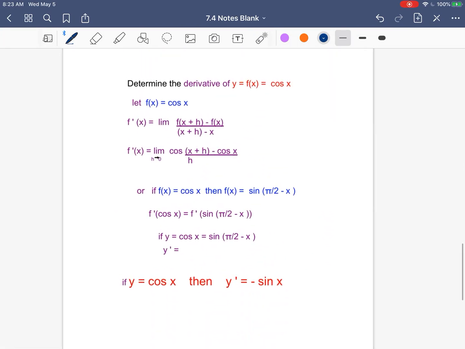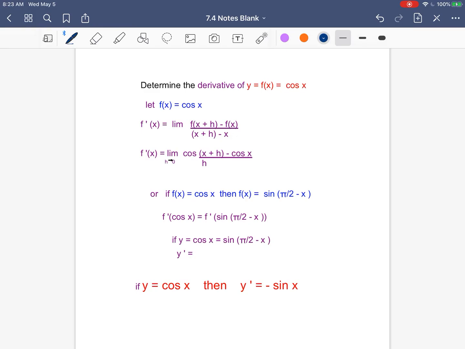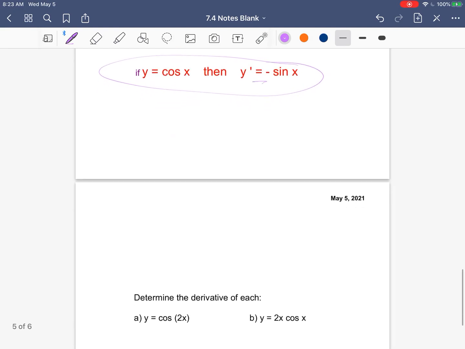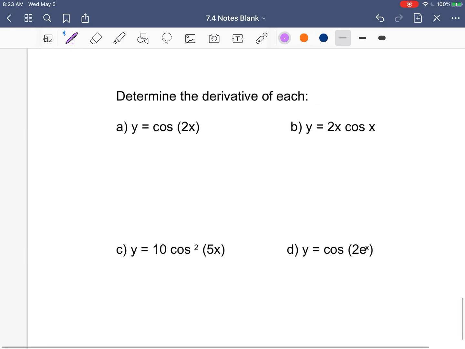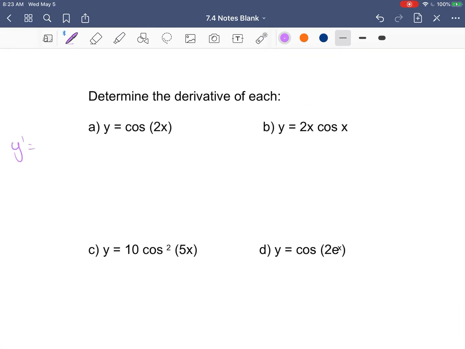Excellent. Next, we've got the proof of cos of x, or the derivative of that. I mean, if you want, take a perusal, read through it. The derivative of cos of x happens to be negative sine of x. So watch that negative. Okay, determine the derivative of each.